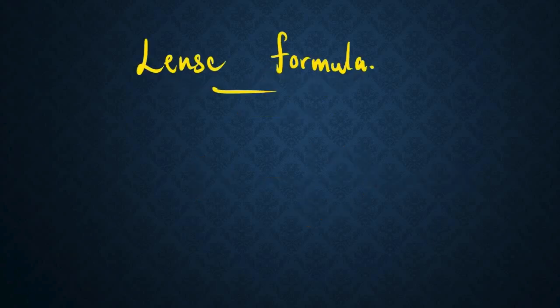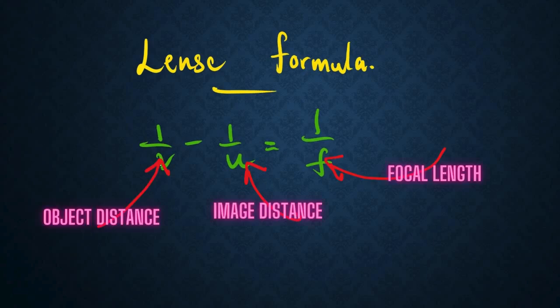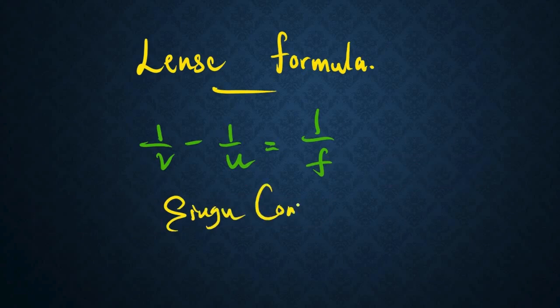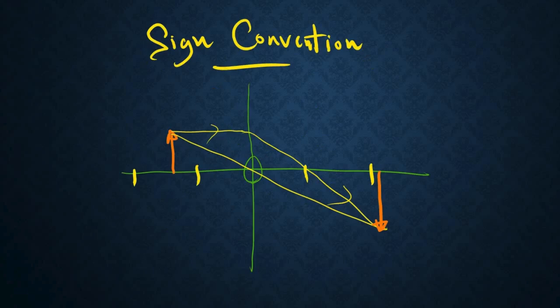Moving into the lens formula. The lens formula is 1 over v minus 1 over u equals 1 over f. But when applying the lens formula, we need to apply the sign convention when putting in values. The sign convention is like this. The object is here, and the light comes from the object. So this is the direction of light.